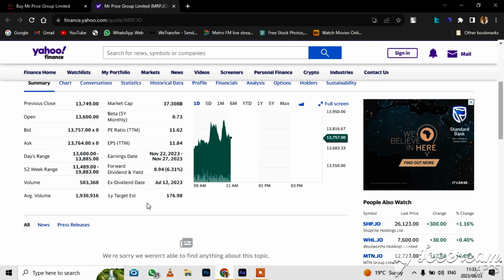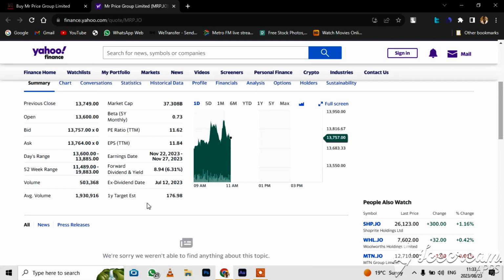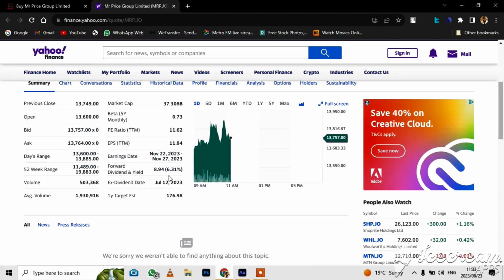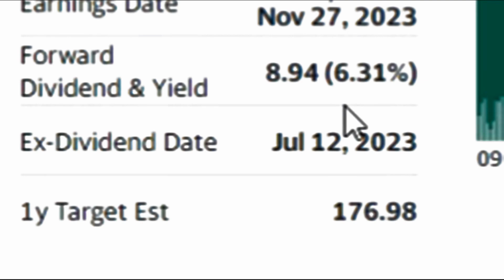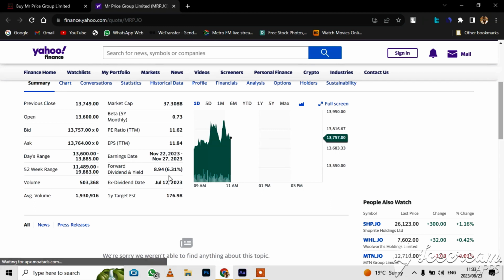First thing I like to check, guys, is the dividend yield. That's the first thing I like to check. It looks like Mr. Price has a dividend yield of 6.3. That's a good dividend yield. It's one of those high dividend yields. Not bad, because most companies have a 1% dividend yield, 2% dividend yield. So Mr. Price is one of those high dividend yields.